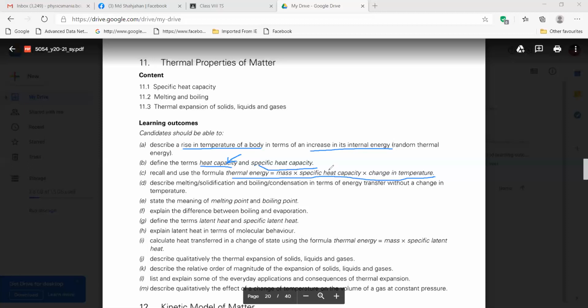So in specific heat capacity, you are getting the mass in the formula, right? Yes, sir. But if it is only heat capacity, then you will not get mass in this formula. That will be only thermal energy equals heat capacity multiplied by change in temperature. So you have to be clear that heat capacity and specific heat capacity are different, right? Yes, sir. Specific heat capacity is for only 1 kg, right? Yes, sir.